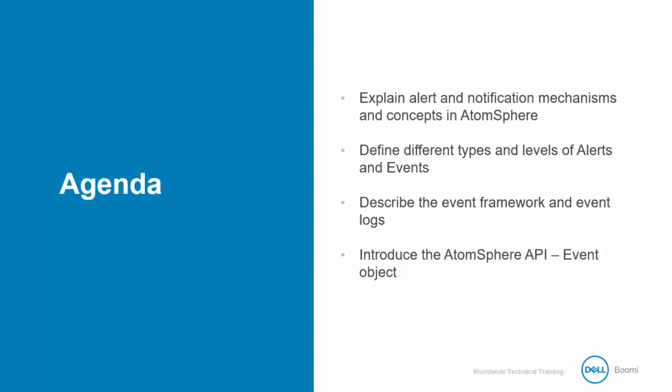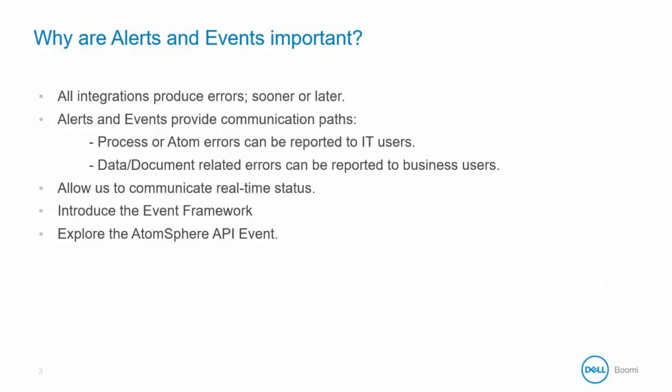We'll describe the concept of alerting channels and also the event framework and the role of event logs in documenting process behavior. We'll also have the opportunity to introduce the AtomSphere Event API. Finally, we'll also provide some demos and exercises for practical application of the techniques and approaches that we introduce in this module.